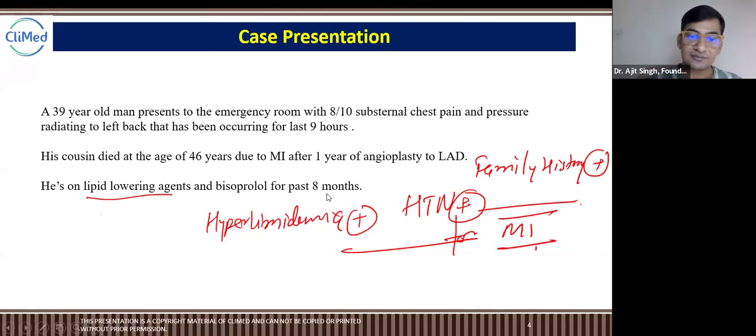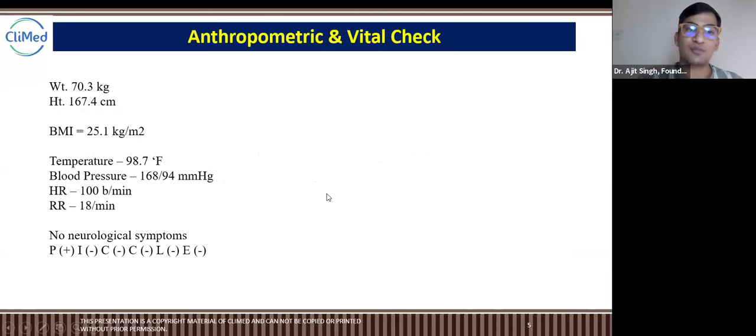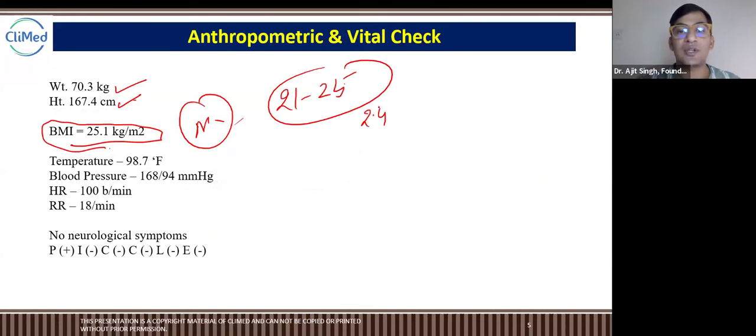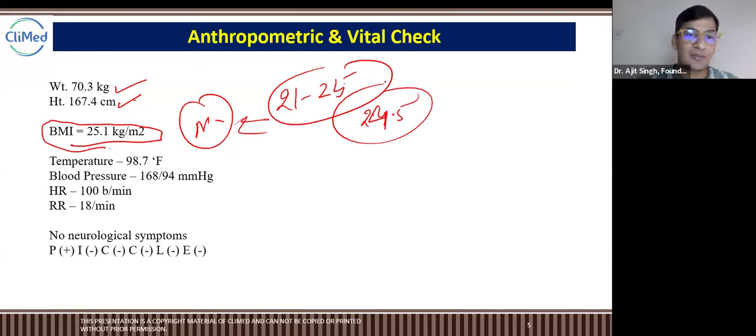Perfectly fine. Now, let's understand some more things about him. His weight is 70 kg, his height is 167 cm. BMI is 25.1 kg per meter square. We can consider it normal. Usually 21 to 25 is normal. Nowadays it is considered to be 24.5, but it's okay. It's just at the upper limit of the normal BMI.